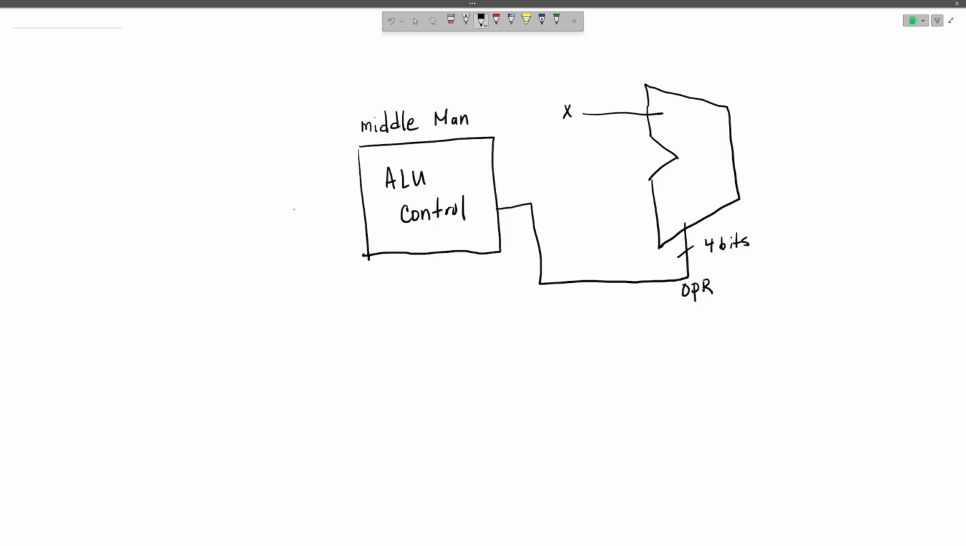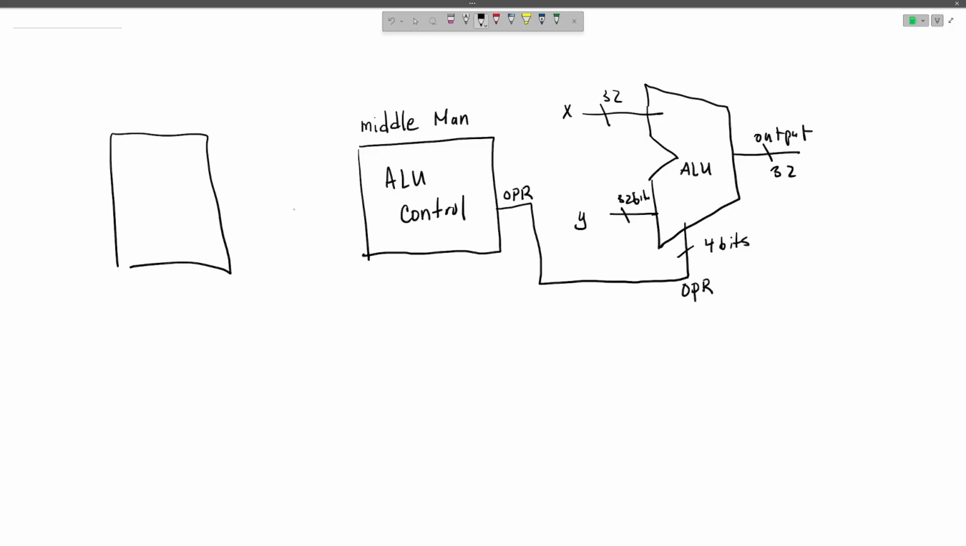Remember, this one has X and this one's Y. This is going to be 32 bits. And this is going to have an output that also is going to be 32 bits. And this is going to be our arithmetic logic unit. And this is our main control unit, which has a signal going to our ALU, which we're going to call ALUOp, and that's going to be 2 bits.